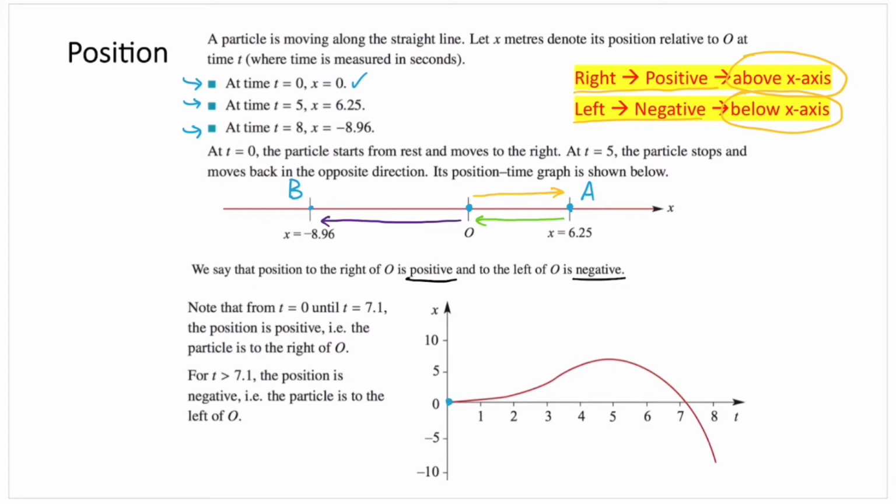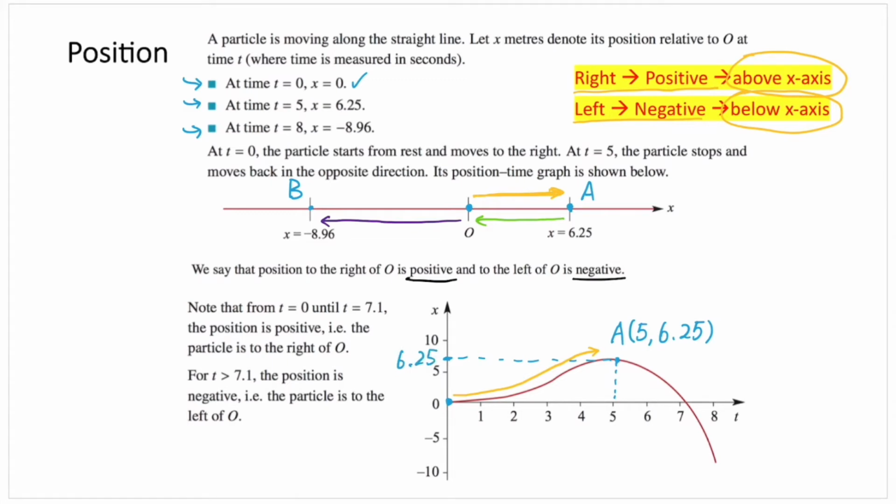This is our starting point O. And as you can see, I use the color yellow here. We're moving to the right until we reach point A, which is after 5 seconds, we're now 6.25 meters to the right of O. So this first coordinate here is labeled as point A. After 5 seconds, the position is 6.25 meters to the right of O. So this corresponding x value here on the vertical axis is 6.25 meters.